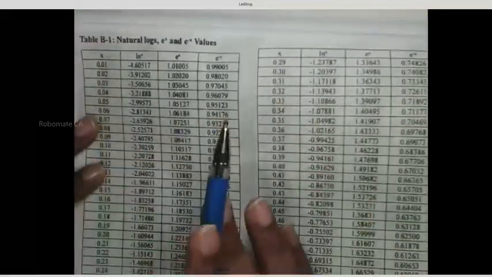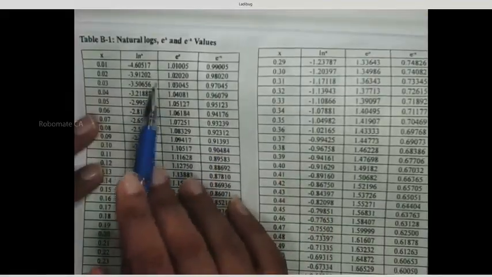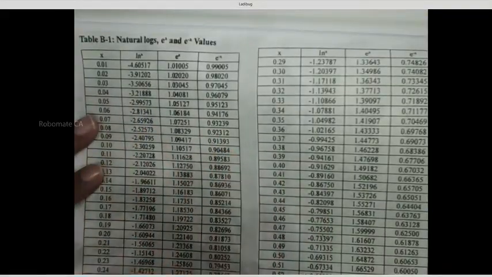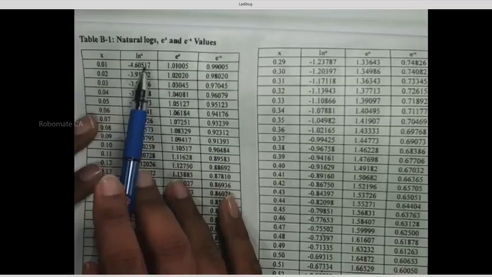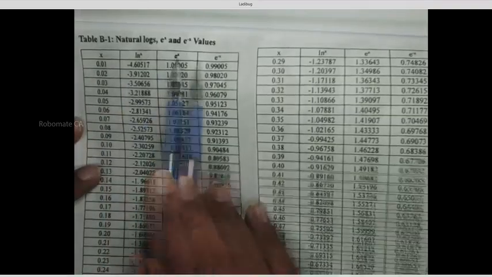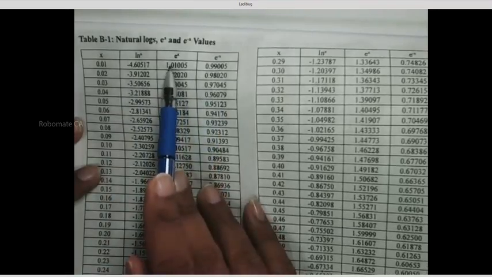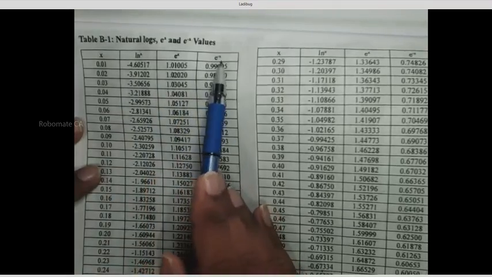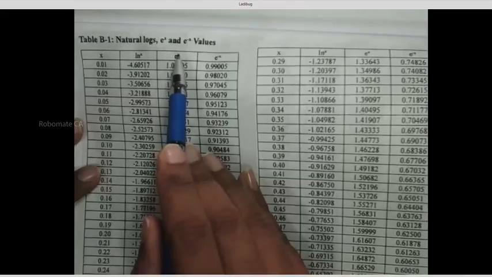This is a log table given. Natural log is the inverse of exponential. We'll use this in the Black-Scholes model later; you can just ignore that for now. e power x and e power minus x: one is compounding, another is discounting. We'll discuss discounting later. Now, you have to see e power x.